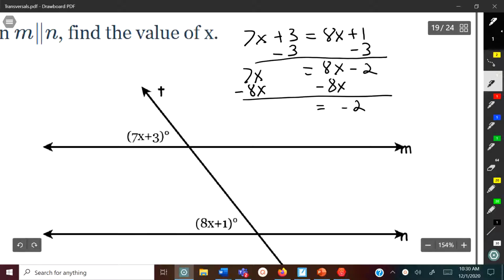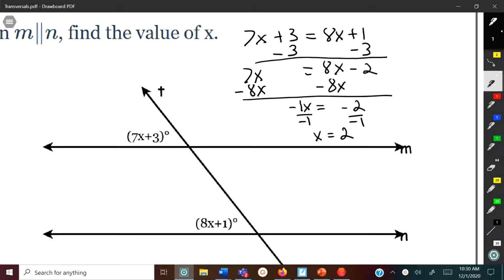And then different signs, find the difference. 8 minus 7 is 1, so I have 1x, and it's negative. And then divide by negative 1. x is equal to 2. So you found the value of x, and that's all you have to do, is find the value of x, which is 2.